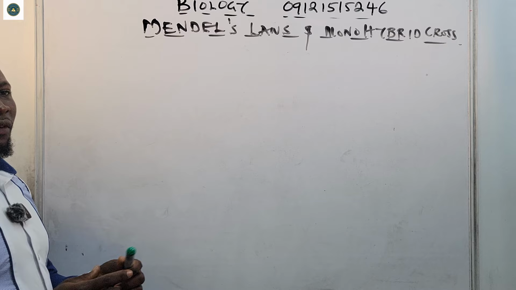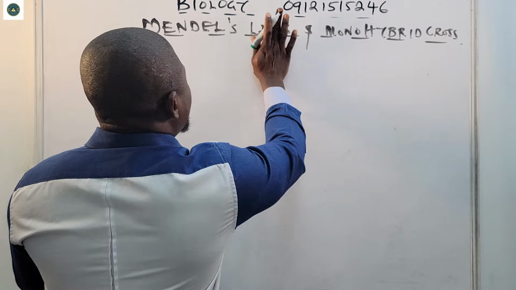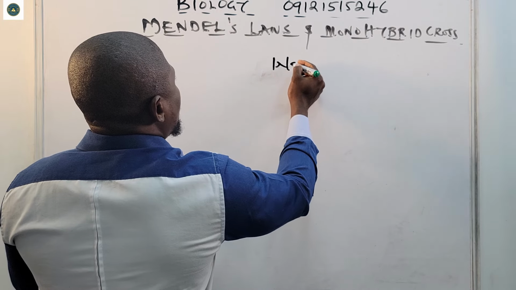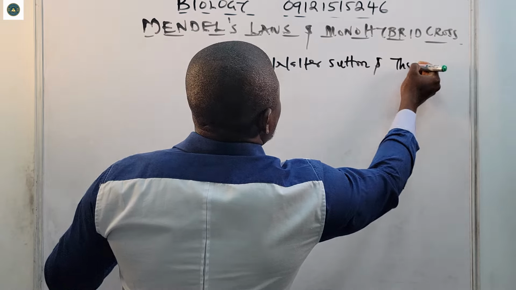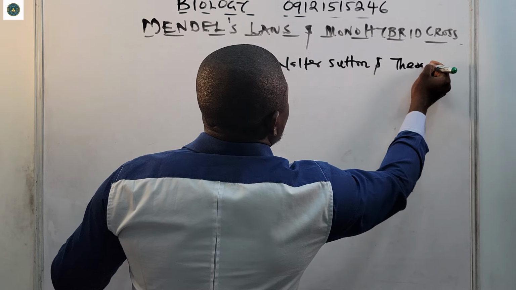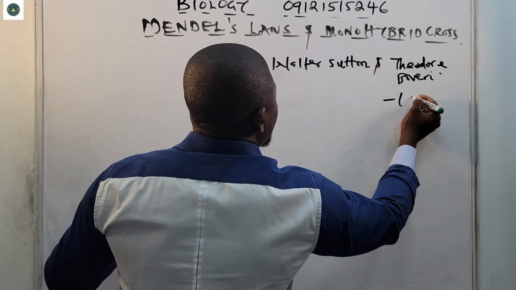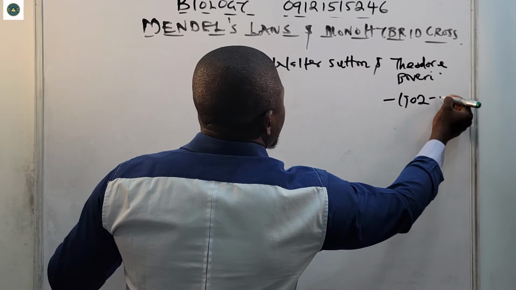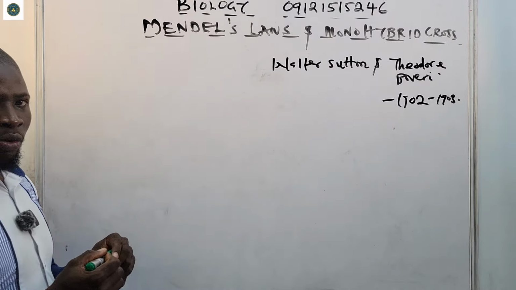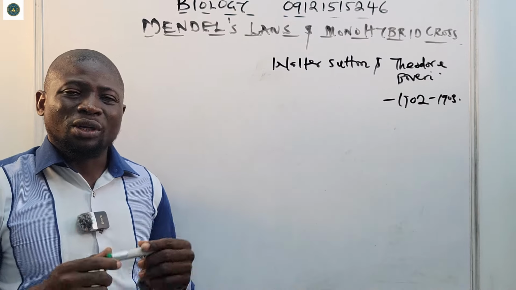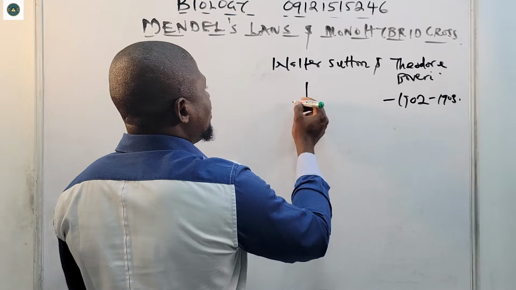Well, number one, we have Walter Sutton and Theodore Boveri. This was in 1902 to 1903, when they jointly worked on genetics. They proposed the chromosome theory of inheritance.